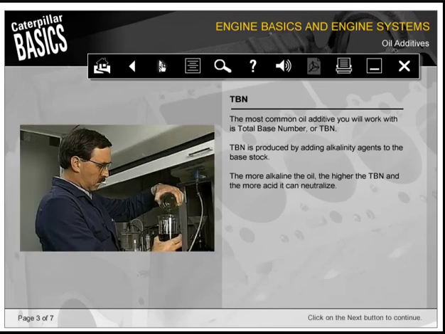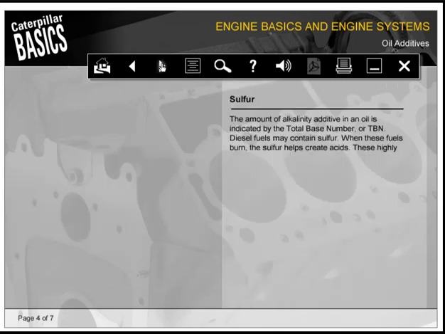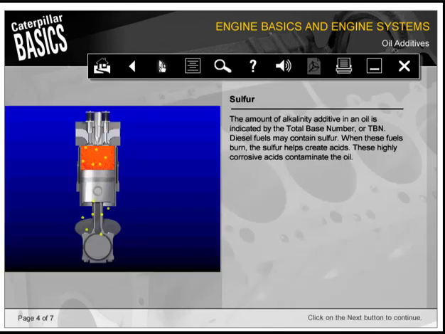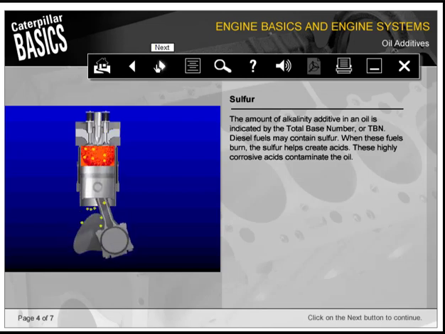The most common oil additive you'll work with is total base number, or TBN. TBN is produced by adding alkalinity agents to the base stock. The more alkaline the oil, the higher the TBN, and the more acid it can neutralize. The amount of alkalinity additive in an oil is indicated by the total base number, or TBN.